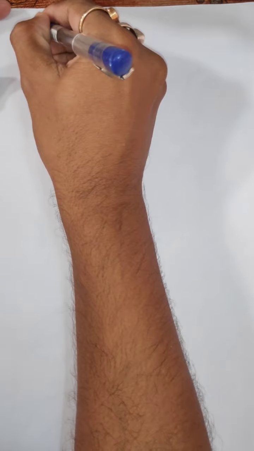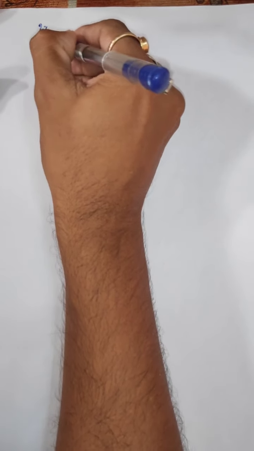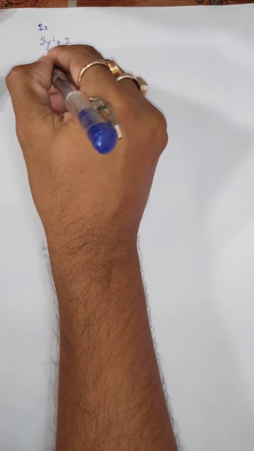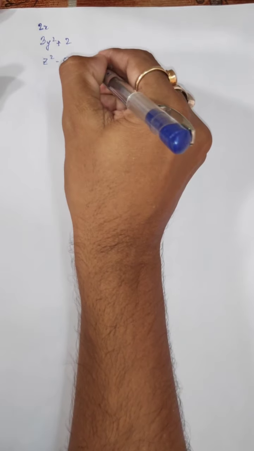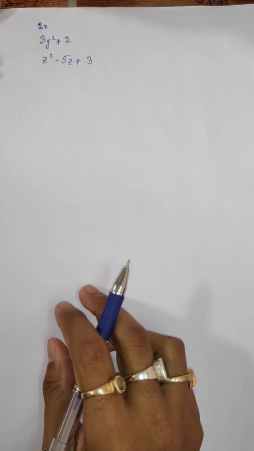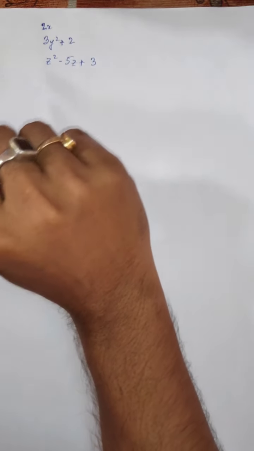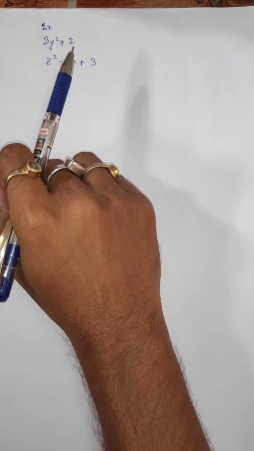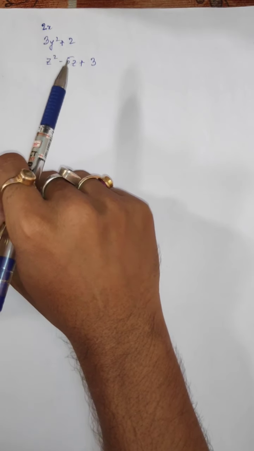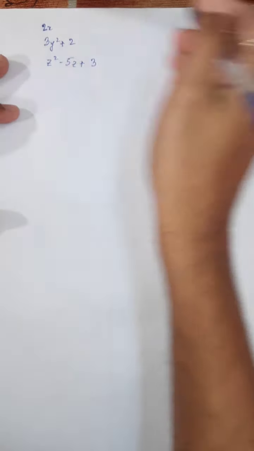See, if I write 2x or 3y square plus 2, z square minus 5z plus 3, these are the algebraic expressions I have written. Already you have learned about algebraic expressions. See, these x, y, z are the variables. These are letters of the English alphabet, and they are considered to be the variables. And 2, 3, minus 5 are the constants of the polynomials.